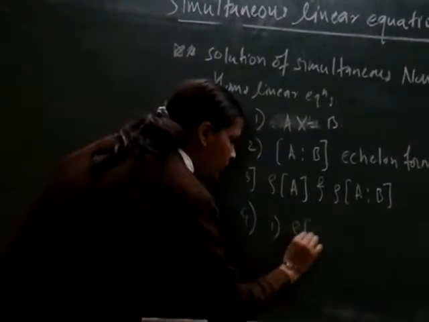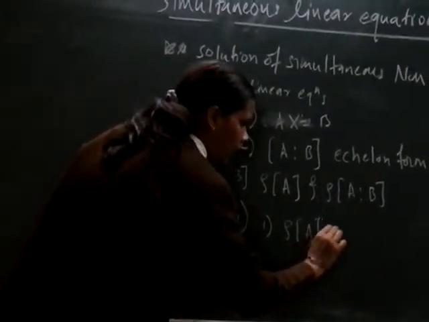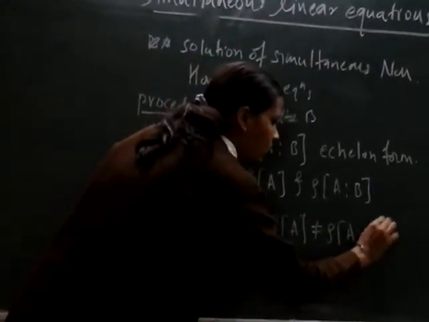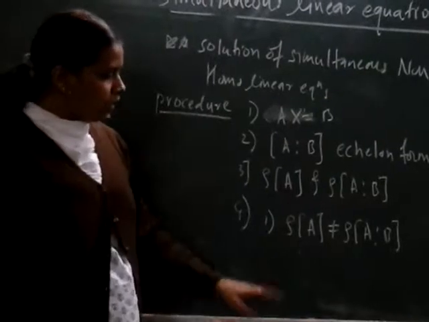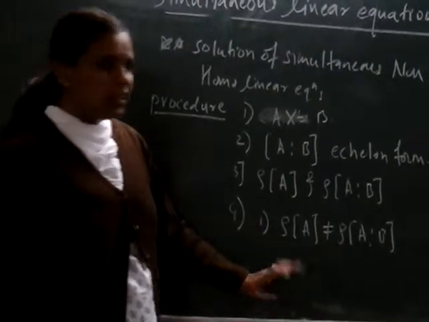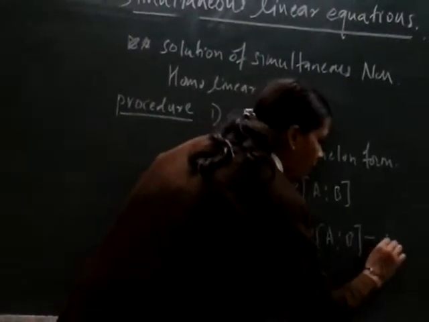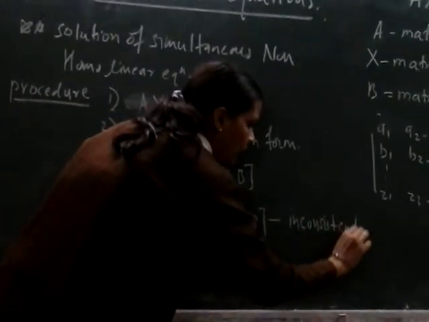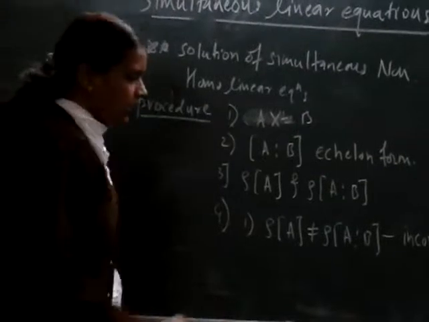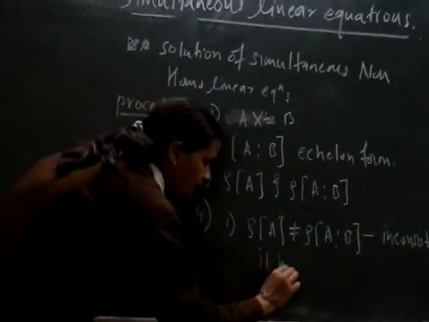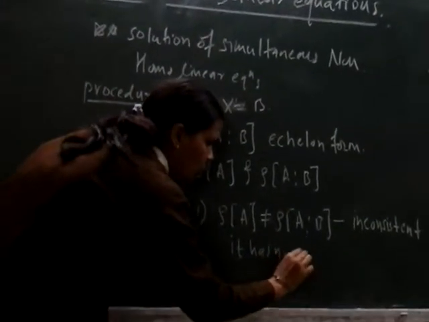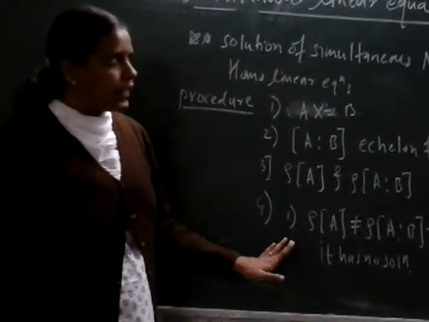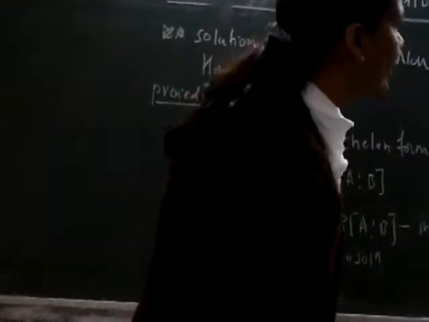First condition: if the rank of A is not equal to the rank of the augmented matrix AB, means if both ranks are not equal, then we are saying that the system is inconsistent. Inconsistent means it has no solution. That is the first case. Okay, if both ranks are not equal. Then what is the second case?